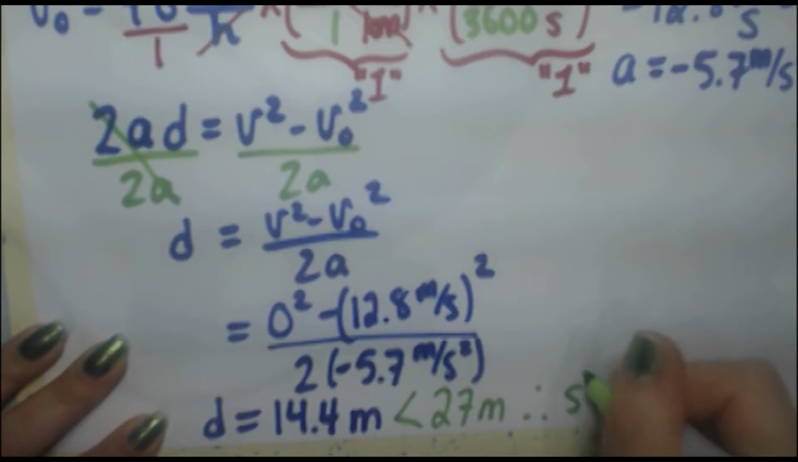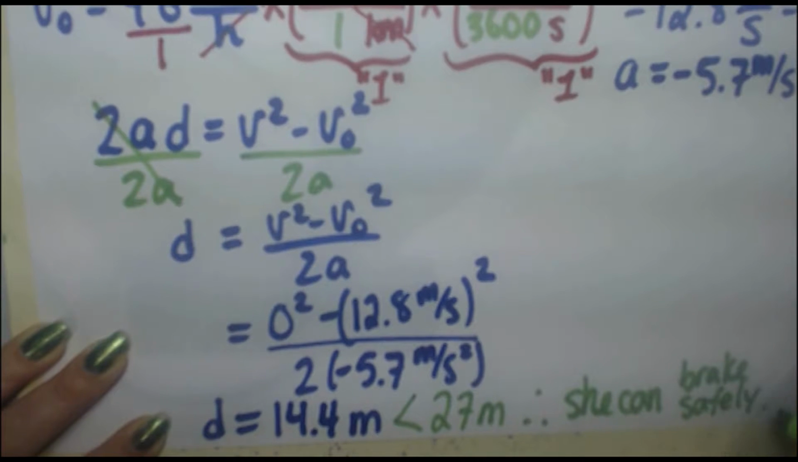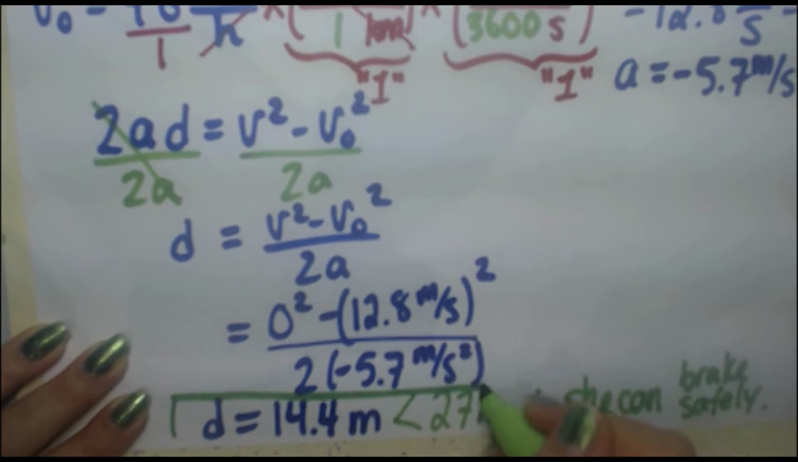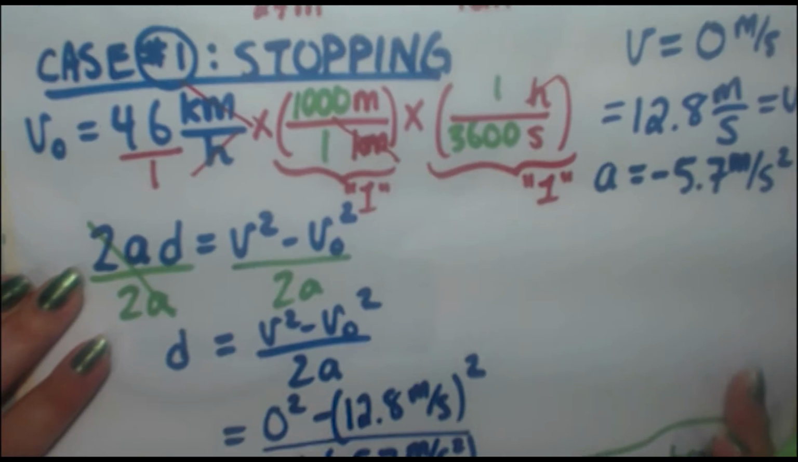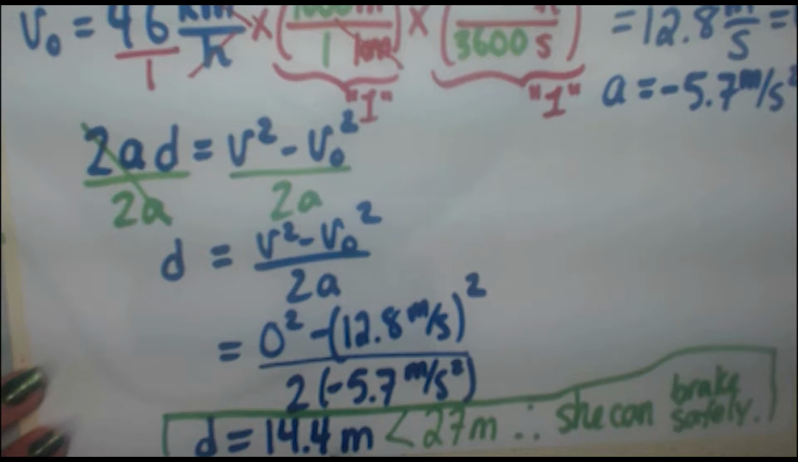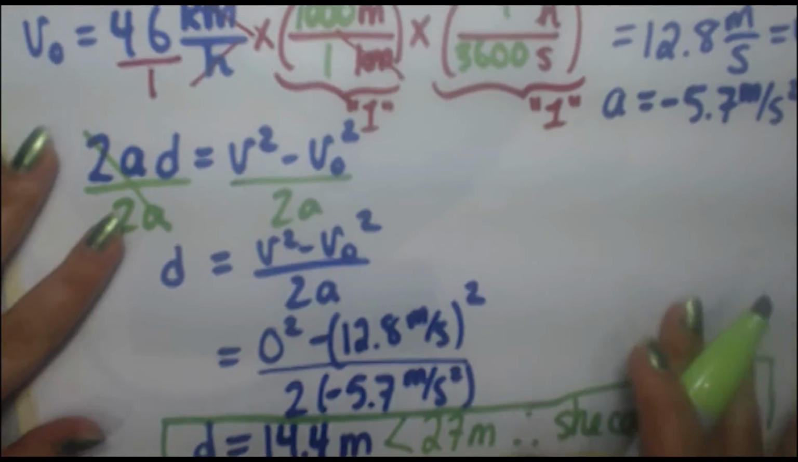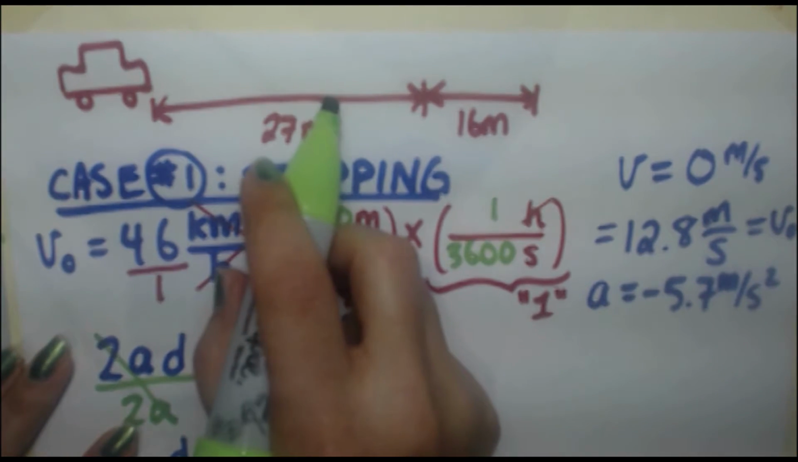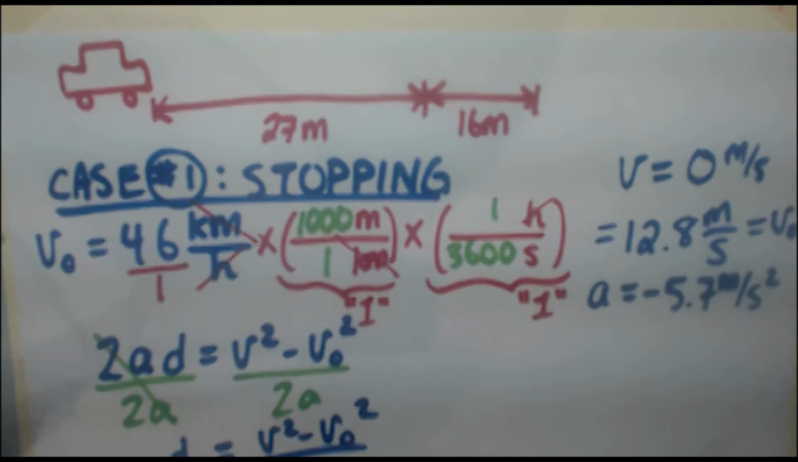Therefore, she can brake safely. So in case 1 that we just inspected, the case of stopping, yes, she can brake safely because according to her initial speed, in order to stop, given the decelerating ability of her car, it only takes her 14.4 meters to stop, so she's going to stop somewhere around here. So she's not even going to get that close to the intersection. So this is a possibility.